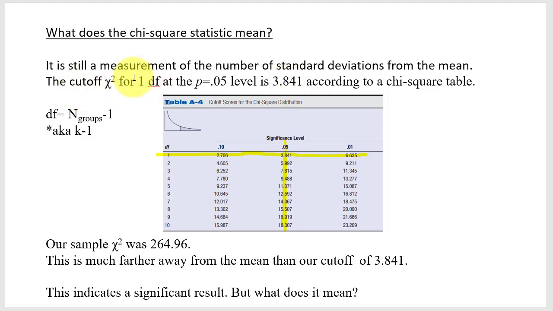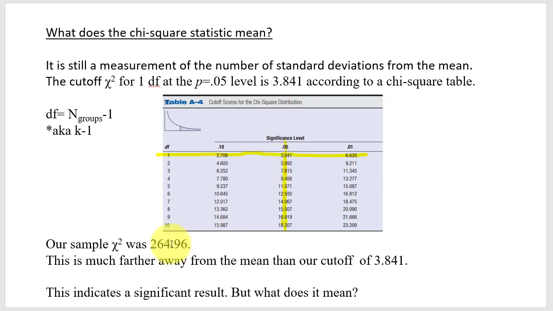Okay, now here's something interesting. 1 degree of freedom, how did we get that? Well, the degrees of freedom is equal to the number of groups minus 1. You might also see that written as k minus 1. K is the statistical symbol for the number of groups. So you can say n subgroups minus 1 or k minus 1, it's the same thing. In this example, there are only 2 groups, male and female. 2 groups minus 1 equals 1. That's 1 degree of freedom. So for 1 degree of freedom at the 0.05 significance level, the cutoff chi-square value is 3.841.